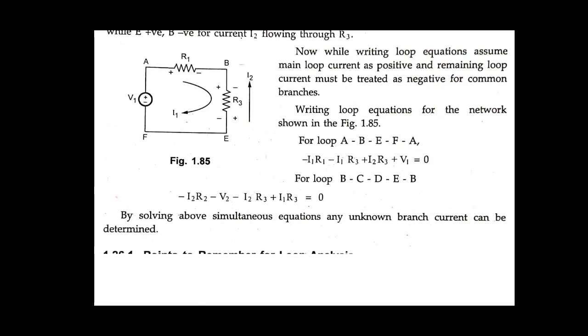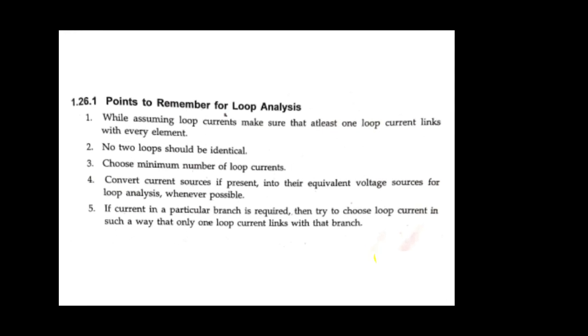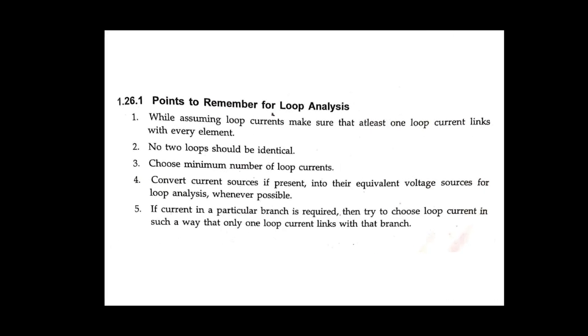So let us see one example. Before that, just remember the points on how to analyze loop analysis. First, while assuming the loop currents, make sure that at least one loop current links with every element. Already we have discussed, in simple form, in every element there should be at least one loop current. The second point is, no two loops should be identical.